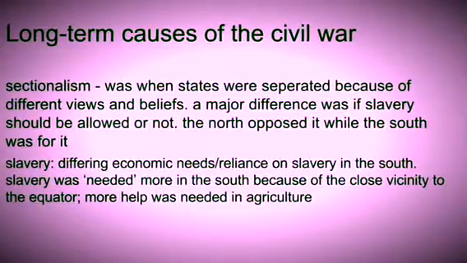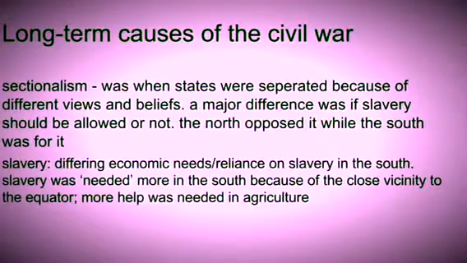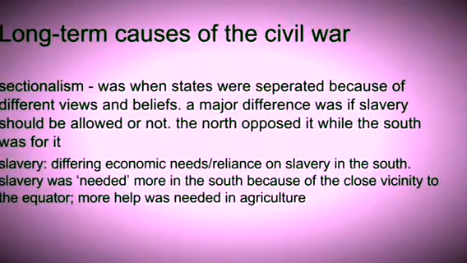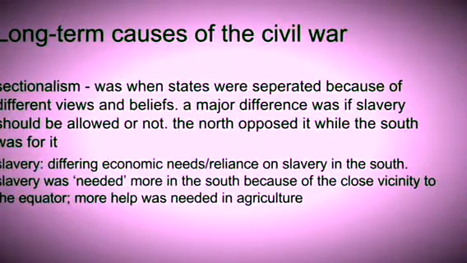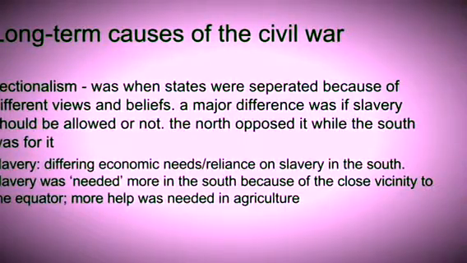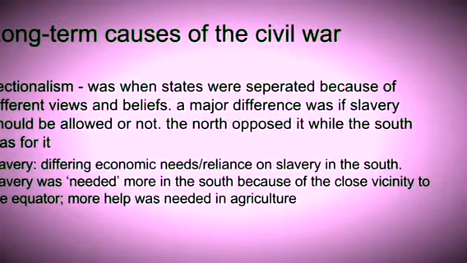Slavery. Differing economic needs and reliance on slavery in the South. Slavery was needed more in the South because of its close vicinity to the equator, and it needed more agriculture.